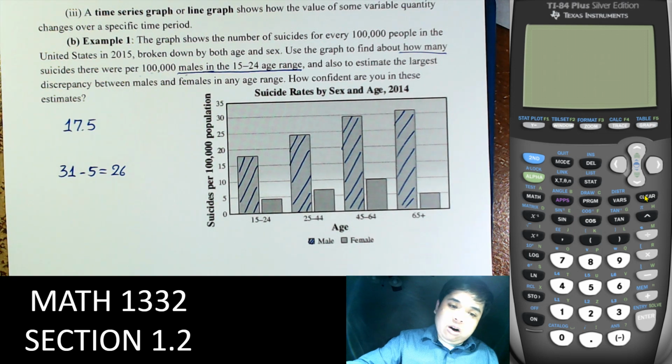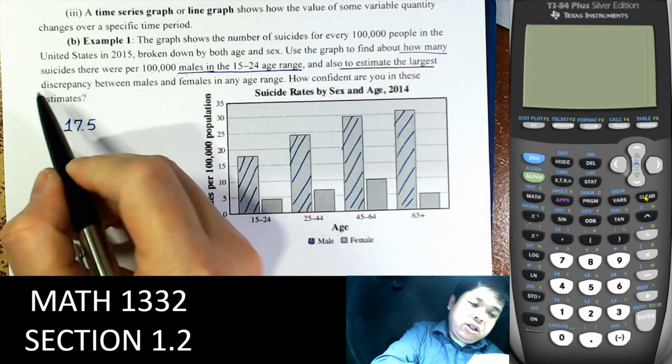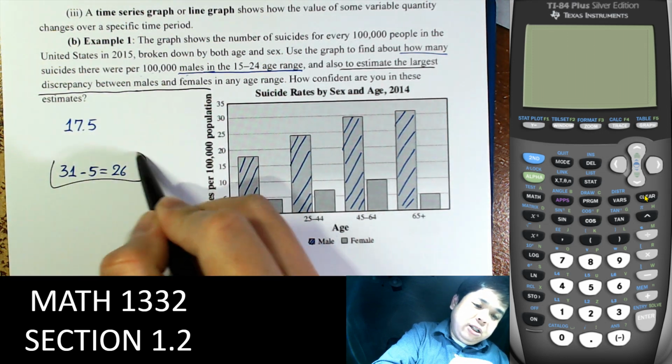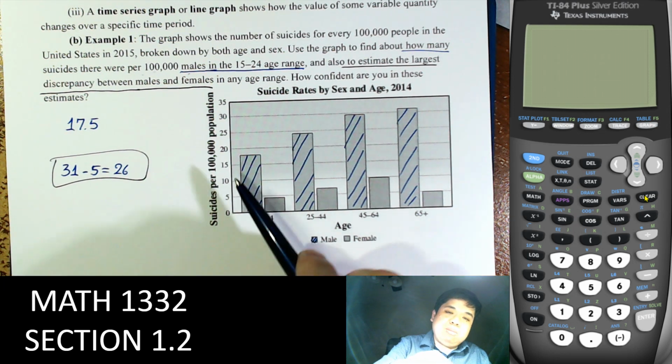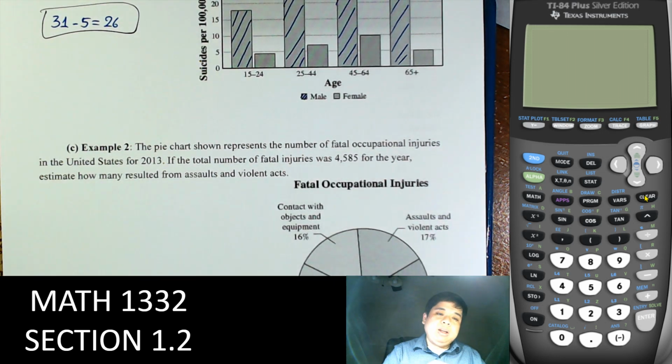And the second part of the question is estimate the largest discrepancy between male and female. That would be this. How confident are you in those estimates? So that's a pretty good estimate, because we get the number very clearly from the graph. Right. Next we have a pie chart. That will be the number of fatal occupational injuries. And this is what we have.